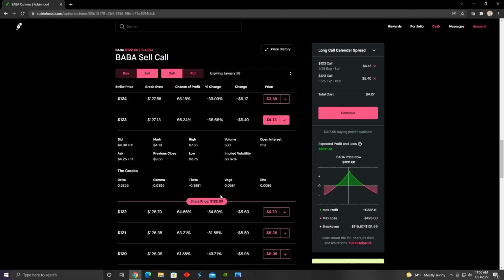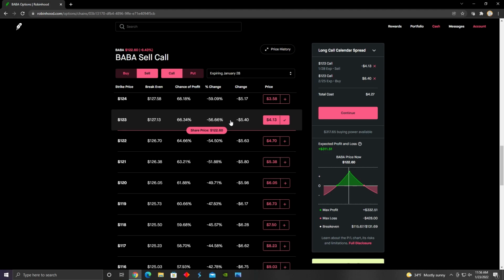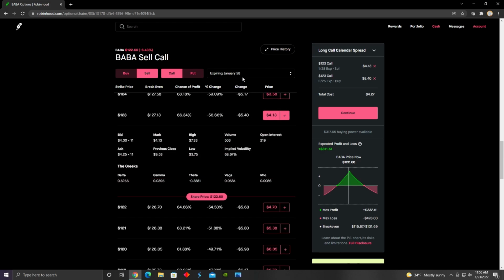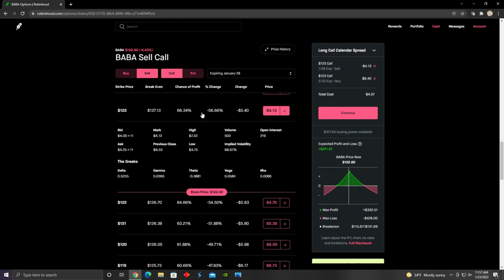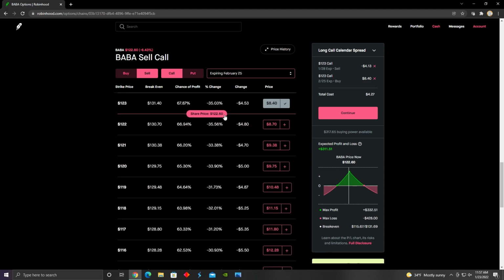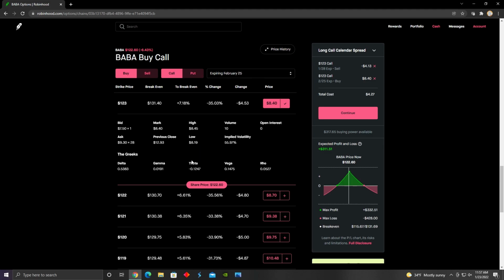It'll decrease at about 38 cents per day with each passing day until it gets to the expiration date of January 28th. And the closer and closer we get to the expiration date of January 28th, the more theta decay increases. So the time value of the contract starts to decrease further and further the closer and closer it gets to expiration date. And by contrast, we can see that the short call has a theta of 38 cents, whereas the long call has a theta of 12 cents.